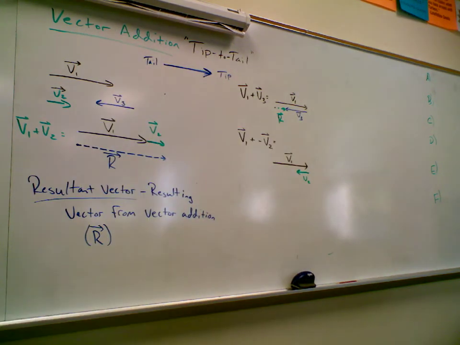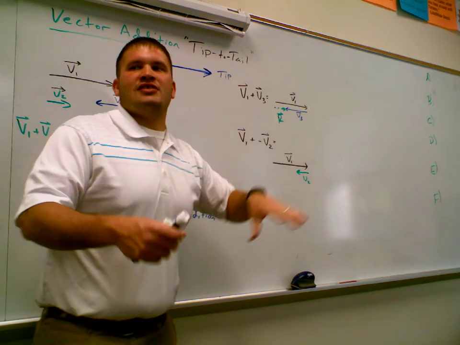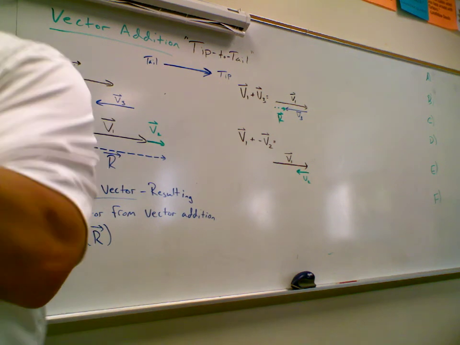Why couldn't you just put V1 minus V2, instead of making it a negative V2? Because with vectors, the sign says the vector points the opposite way. So I'm being very intentional with making sure I put a negative sign by the V2, because it's telling you, take V2, but point it the other way.